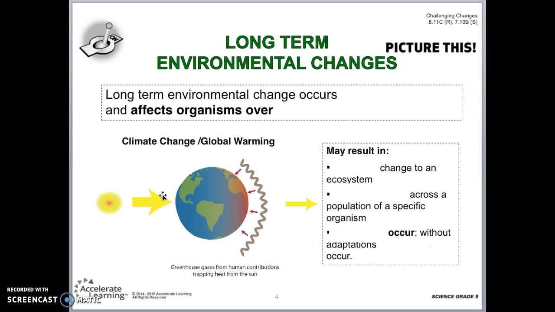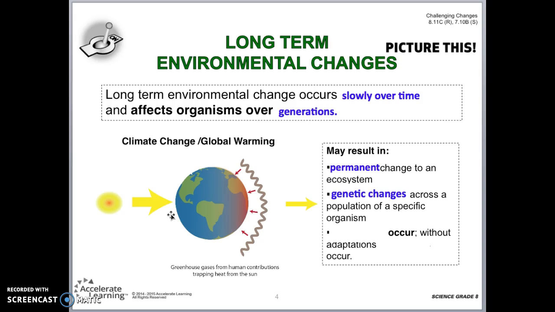On the other hand, we have something called long-term environmental changes. Long-term environmental changes occur slowly over time, and they affect organisms over generations. So a few years may be short-term, but generations is long-term. We have climate change and global warming, which are long-term changes. Greenhouse gases from human contributions are trapping heat from the sun, so we experience global warming. This is over generations. So these long-term environmental changes may result in a permanent change to an ecosystem. We may experience genetic changes across a population of specific organisms.